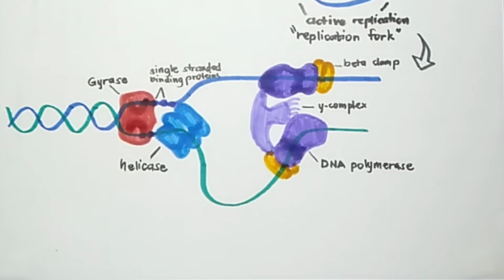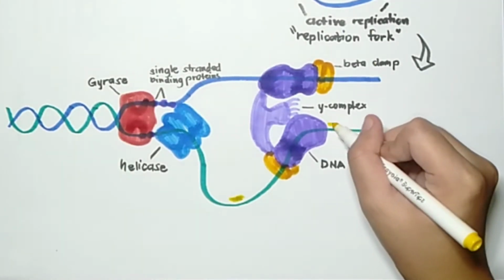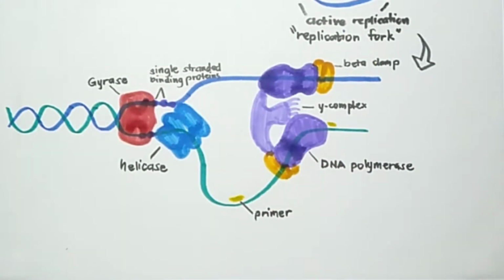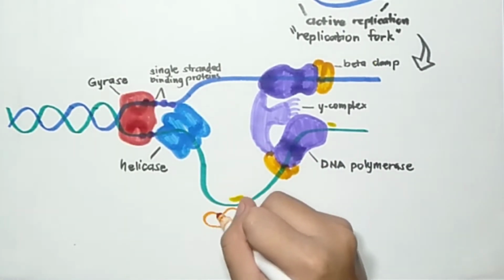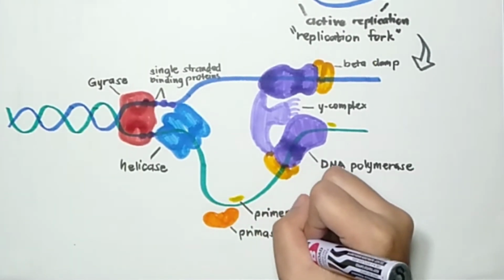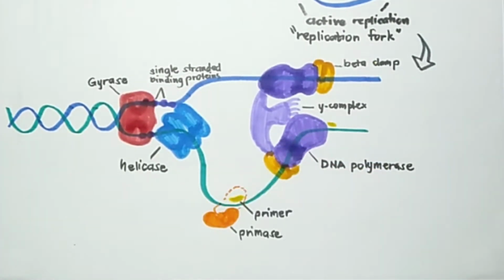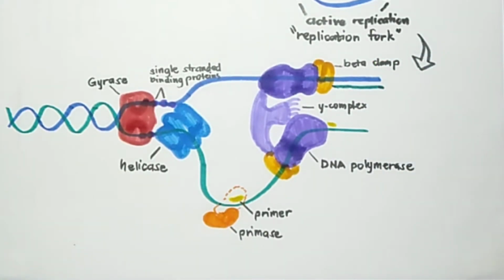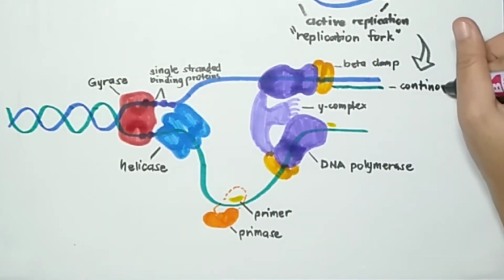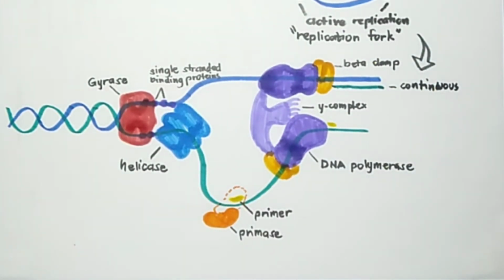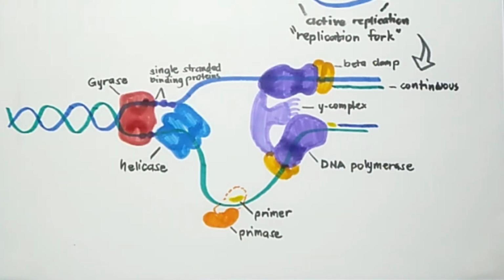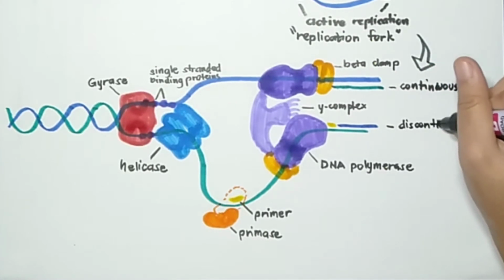RNA primers are paired to the template strand by an enzyme called primase, which will serve as a platform for DNA polymerase to extend and synthesize a complementary strand. Replication occurs at the same time in both strands. One is continuous and the other is discontinuous.